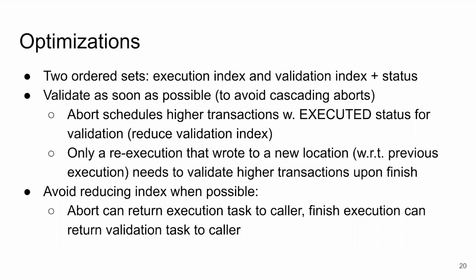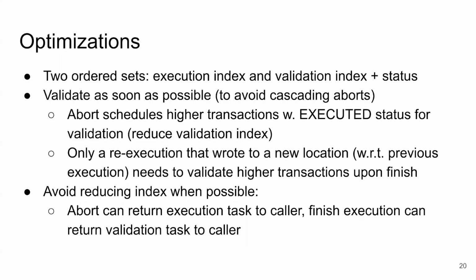Validations are cheap, but if you do this wave after wave after wave, it will add up. So we have ways to avoid that: if you executed before and you get re-executed and you write to a strict subset of what you wrote before, we can prove that you don't need to revalidate anything, because they would have seen the estimate, and things like this. They're neat, but they're not some foundational thing.